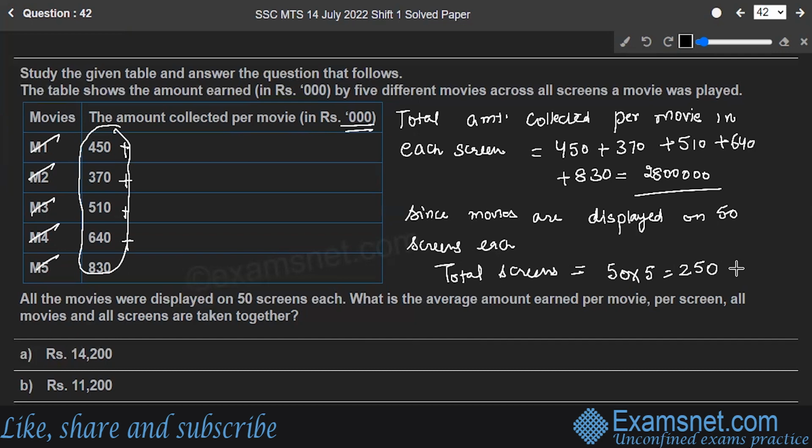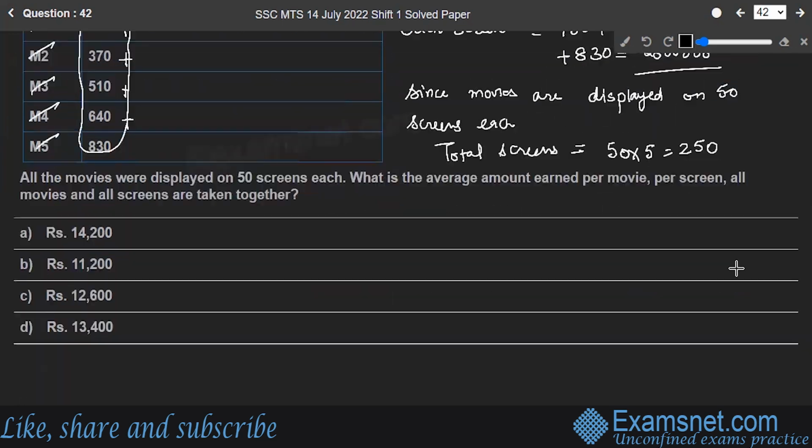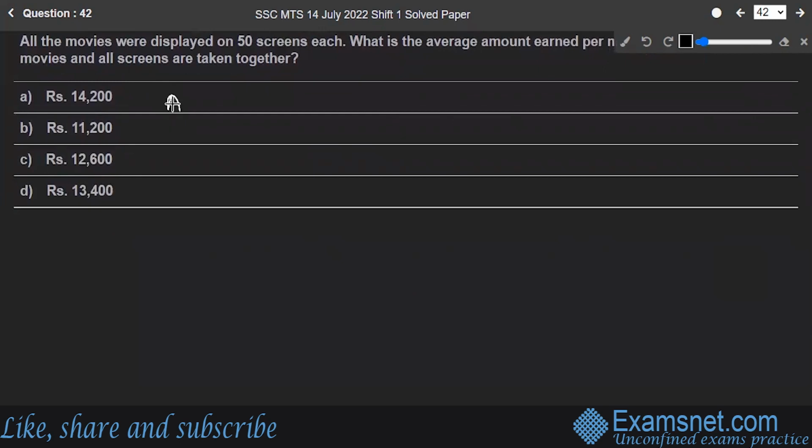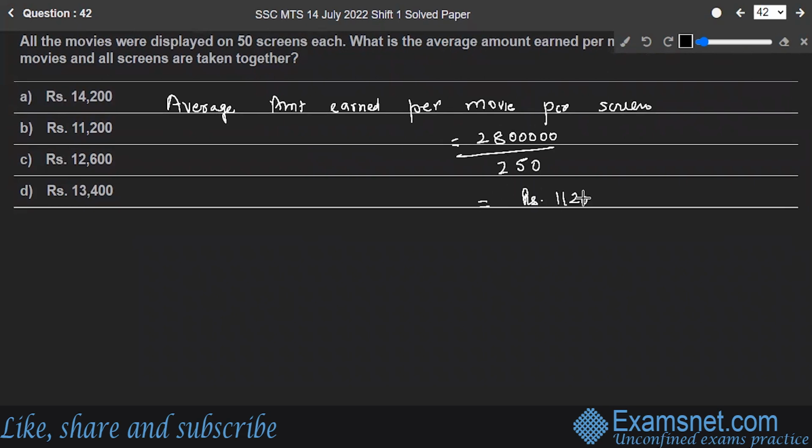Now, we got the total amount collected for all the movies, 28 lakh, and total screens are 250. Now we just have to find the average amount earned per movie per screen. Average amount earned per movie per screen is equal to 28 lakh divided by 250, which will give you rupees 11,200.